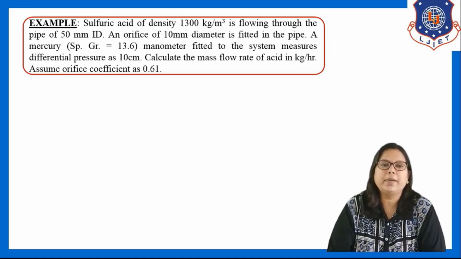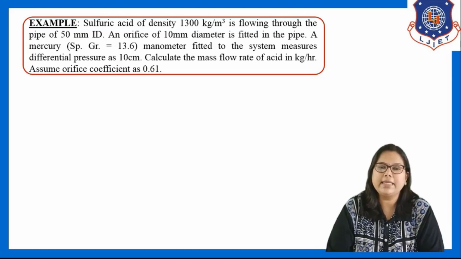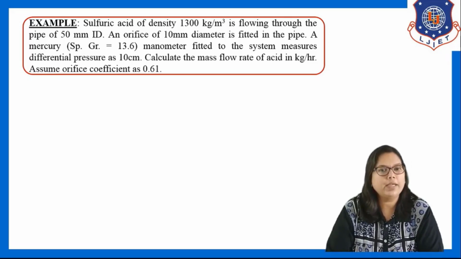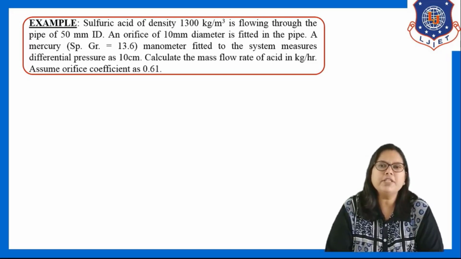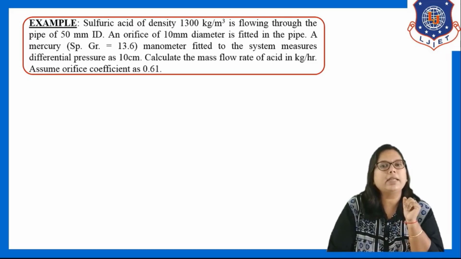See first the statement of the example. Sulfuric acid of density 1300 kg per meter cube is flowing through the pipe of 50 mm ID. Here in this orifice meter, sulfuric acid is flowing having density 1300 kg per meter cube in a pipeline of 50 mm inside diameter. An orifice meter of 10 mm diameter is fitted in the pipe. So orifice meter having diameter 10 mm which is fitted in the pipeline.